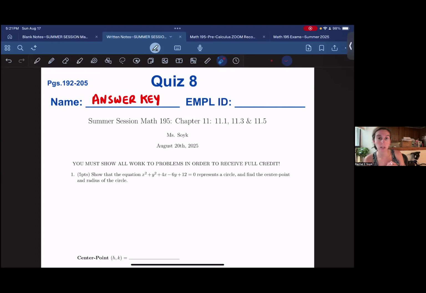11.3 deals with ellipses, which is a sort of flattened circle. I can very quickly show you. That's an example of an ellipse or like that. Think of ovals. And then 11.5 deals with systems of non-linear equations.